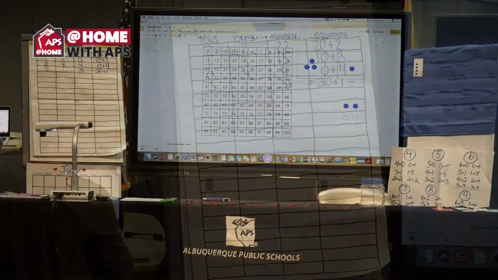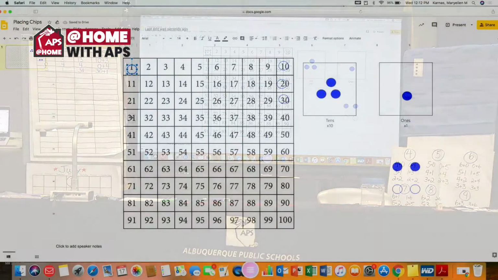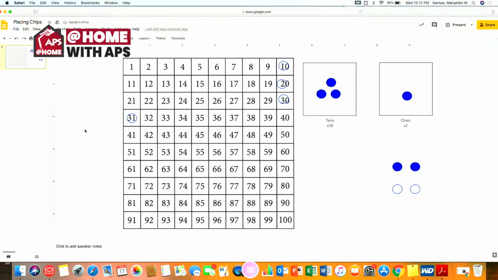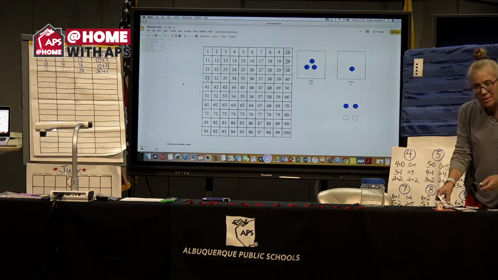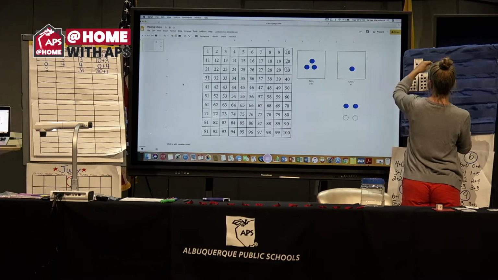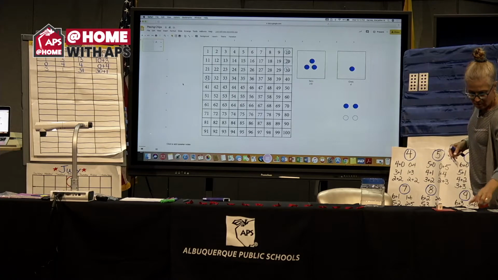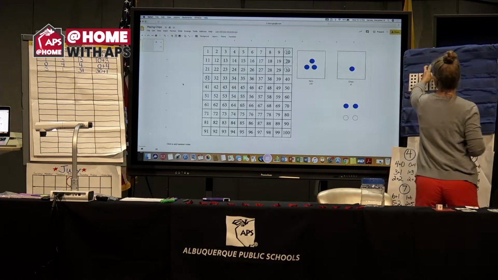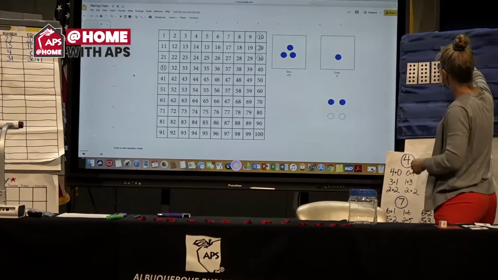So I've got 1 10, another one, a third 10, and then 1 1. Do we end up on 31? We do. And we can see how much that is. How many 10s do we have? 1, 2, oops, that's not a 10, is it? That's a 9. 1, 2, 3. And how many 1s do we have? Just 1. There's what 31 looks like.